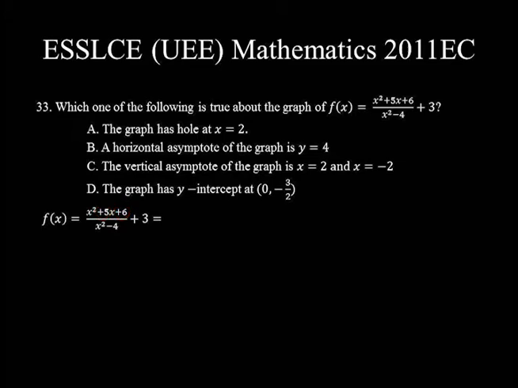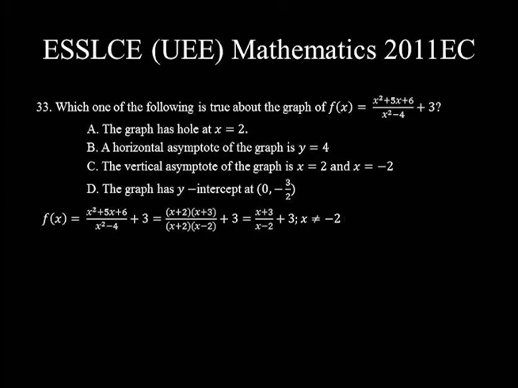So the expression can be factorized as x plus 2 times x plus 3 divided by x plus 2 times x minus 2, plus 3. x plus 2 cross out by x plus 2, provided that x is different from negative 2. So the graph has a hole at x is equal to negative 2. So choice A is not true.